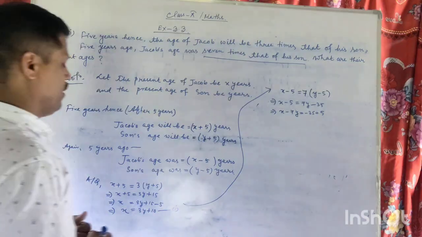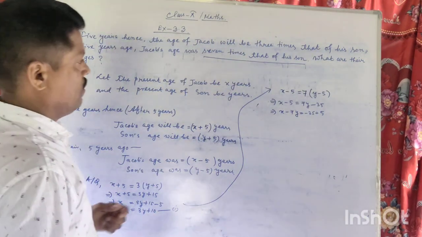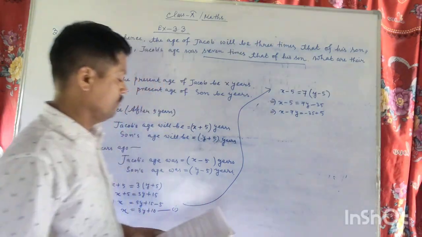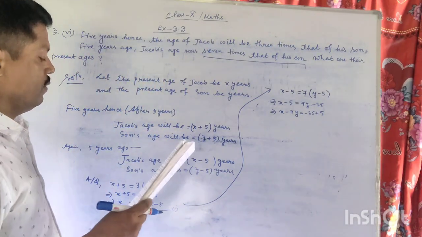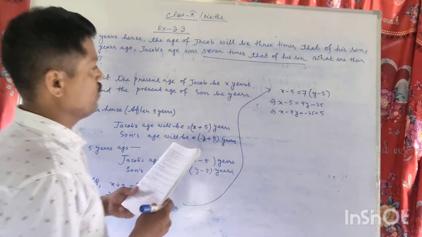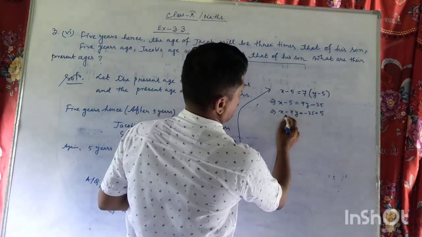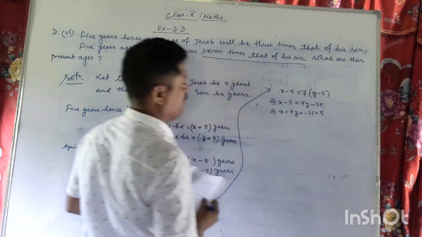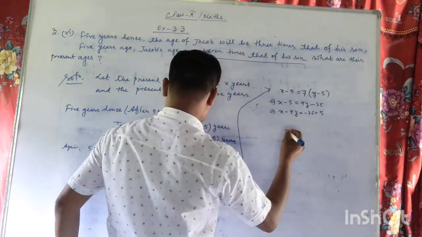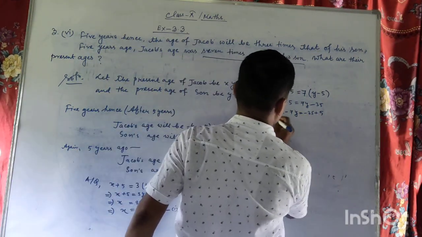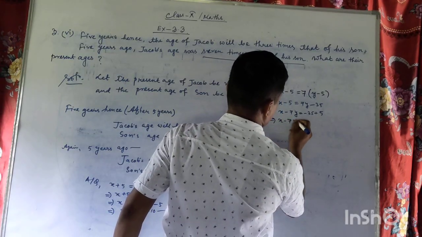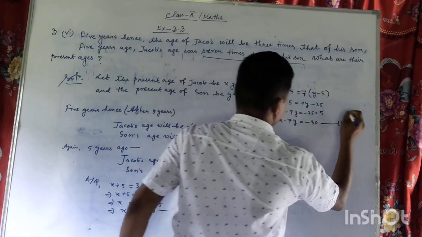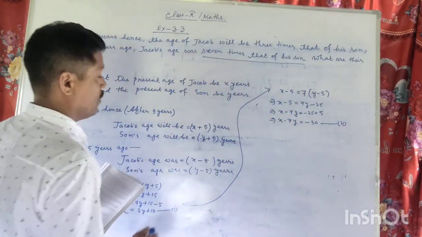So x minus 5 is equal to 7y minus 35. Then x minus 7y is equal to minus 35 plus 5. So keep it as equation 2. Here x minus 7y is equal to minus 30. Keep it as equation 2.